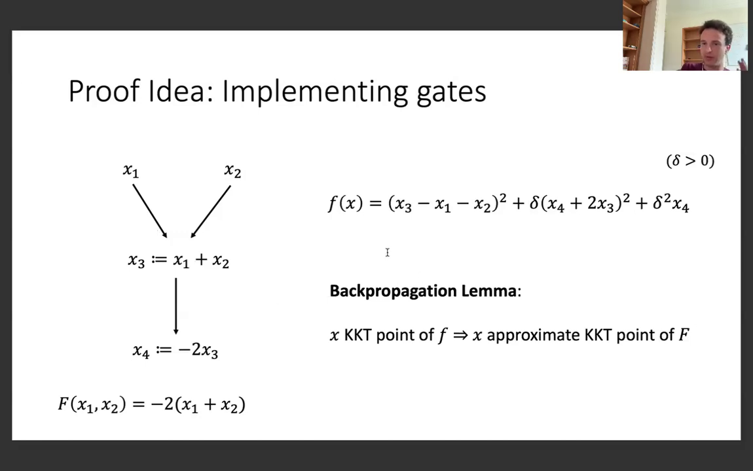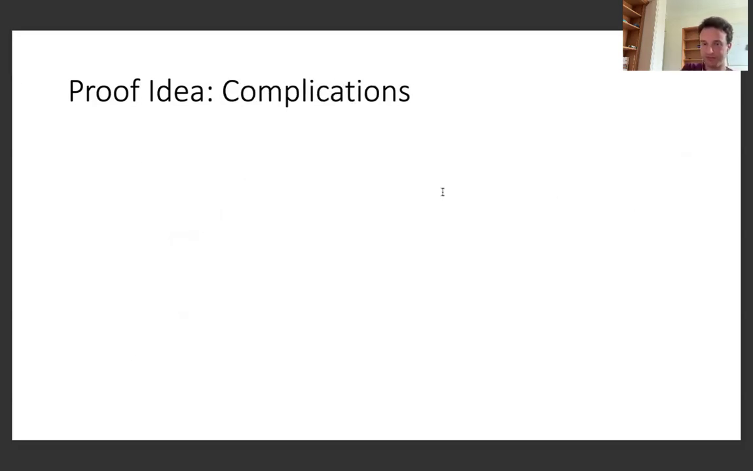We call this the backpropagation lemma, because essentially it turns out that the errors introduced by this last term propagate up the circuit and exactly compute the gradient of the original function, and you get this nice connection. So this is not too hard to show. The question then is, how exactly do we use this?